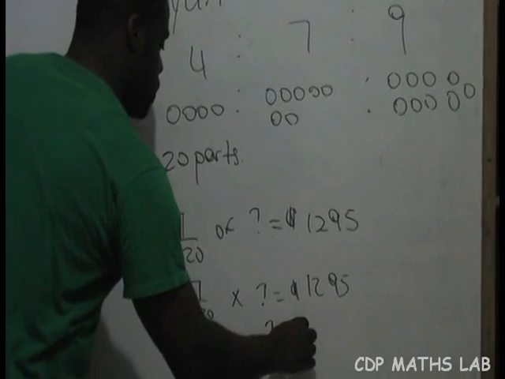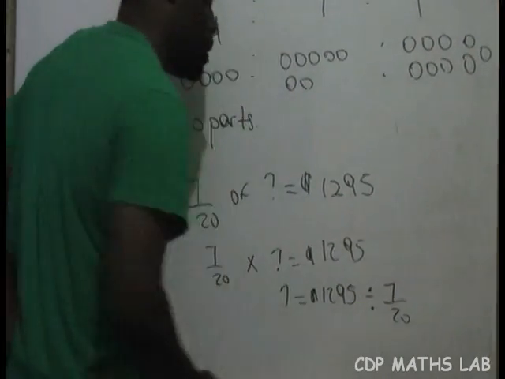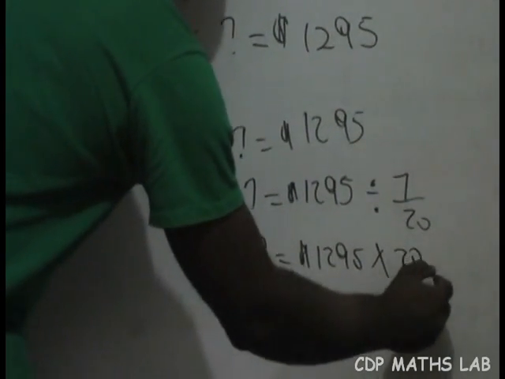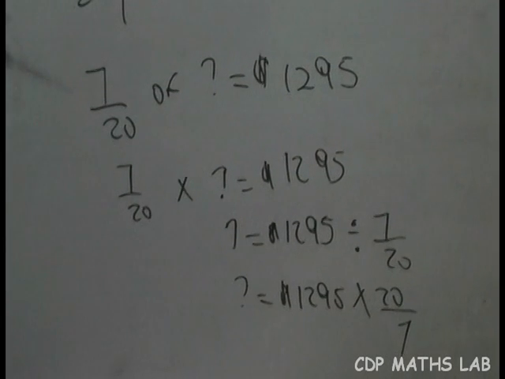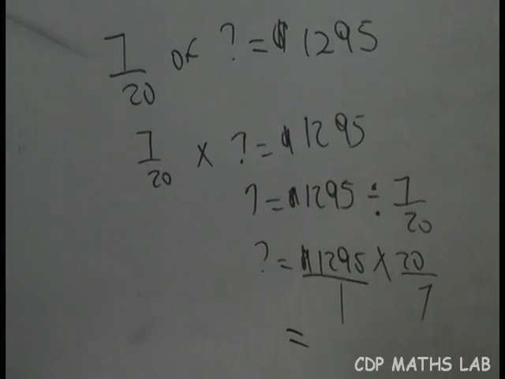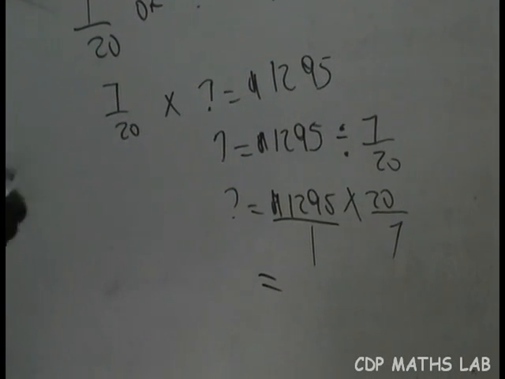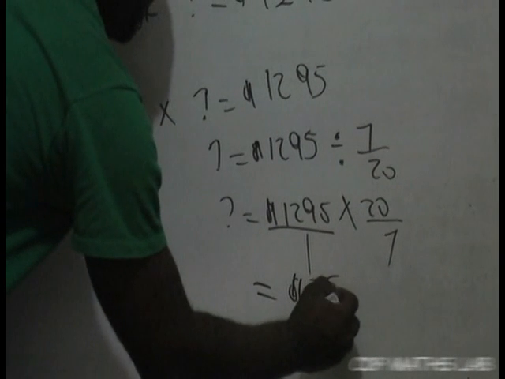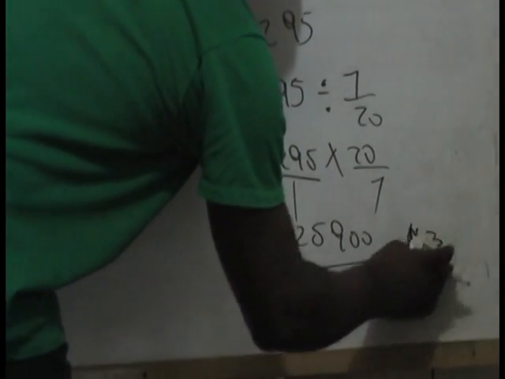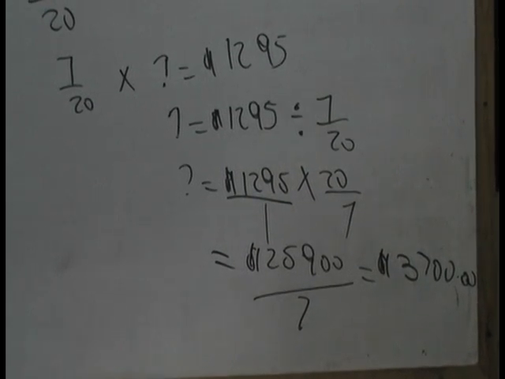Question sign is equal to $1,295 divided by 7/20ths. What's the next step? This now is multiplied by 20/7. So we're now going to find the total sum of money to be shared. So if you say 20 times this, the answer will be equal to, pause the video and work it out. So we simply say 20 times $1,295, and the answer here would be 25,900. Then we're going to divide it by 7, and then your final answer is $3,700. And that is the total amount of money to be shared.